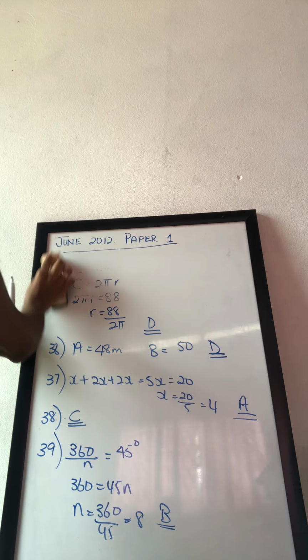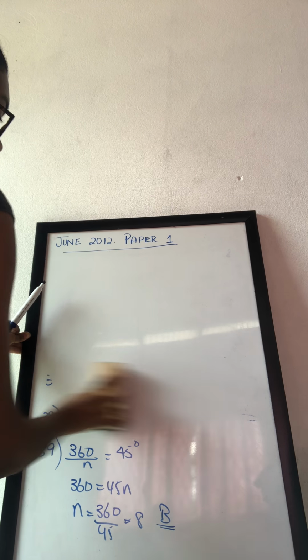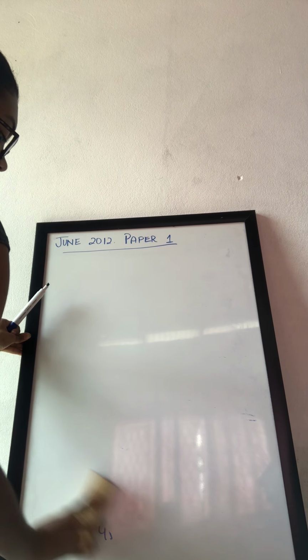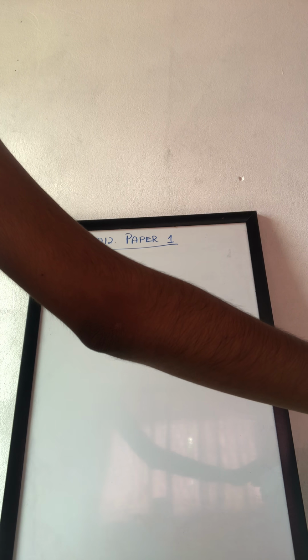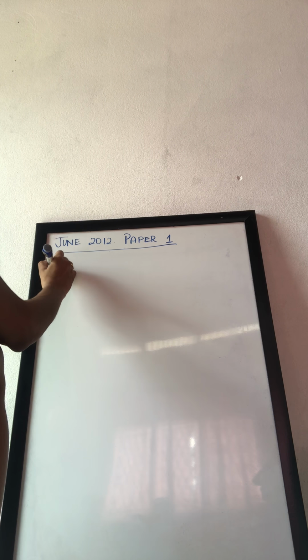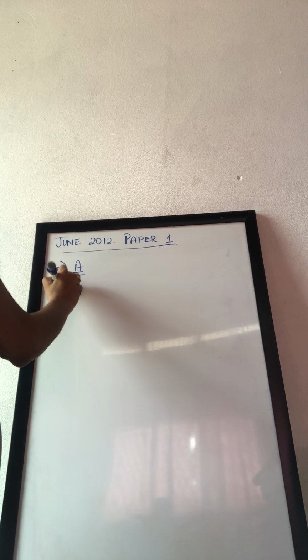For 40, they wanted to know the number of boys who chose football. So 160 boys participated in a games evening. So they want to know how much of them chose football. Now football is 90 degrees, which is a quarter of the circle. So a quarter of 160 is 40. So that is A for number 40.